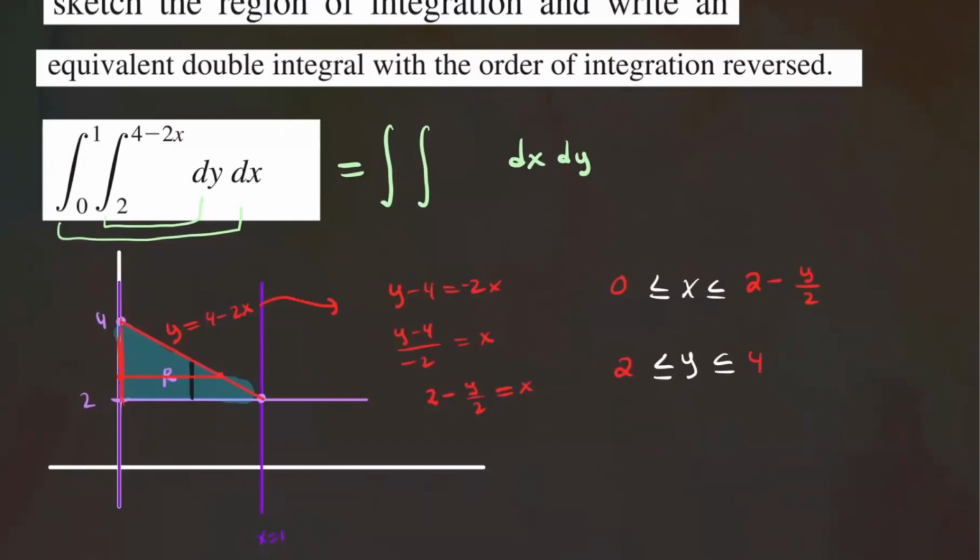And there you have it. So let's put them in. x will go from 0 to that function, 2 minus y over 2, and y will range from 2 to 4. So that's the equivalent statement for this integral.